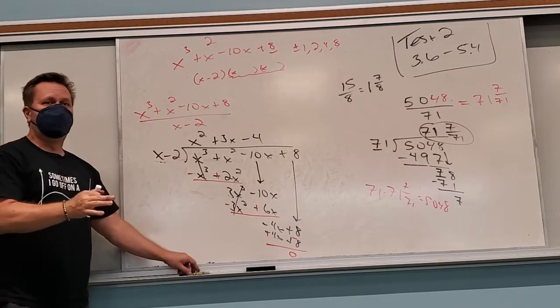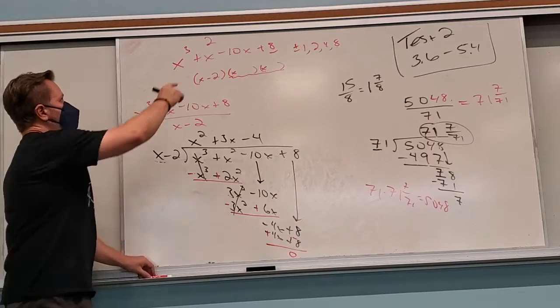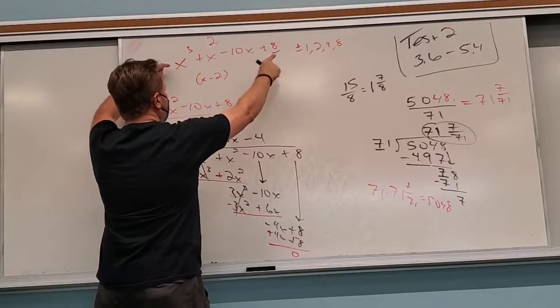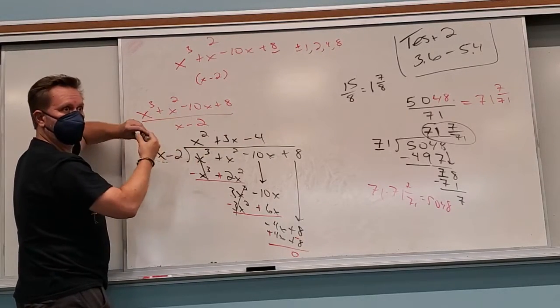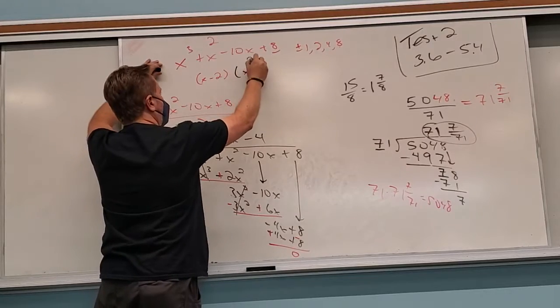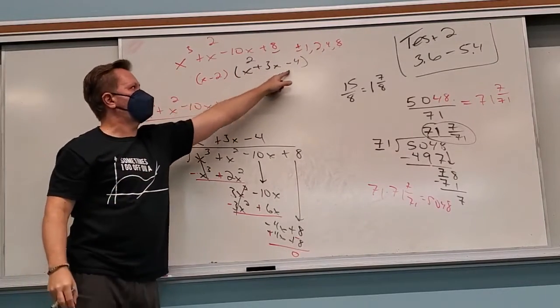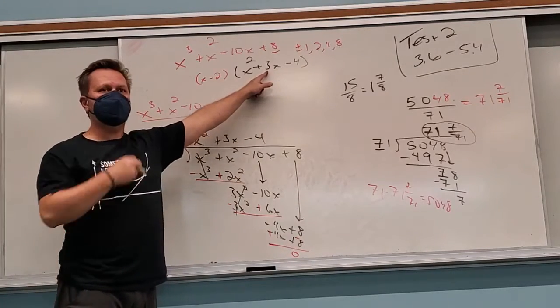So what does that mean? Did it go in evenly? Yes. From what we just did, this is x minus 2 times this. Do I have to do long division again, or can I just factor this? We can just factor this, right? All right, Jeff, calm down.